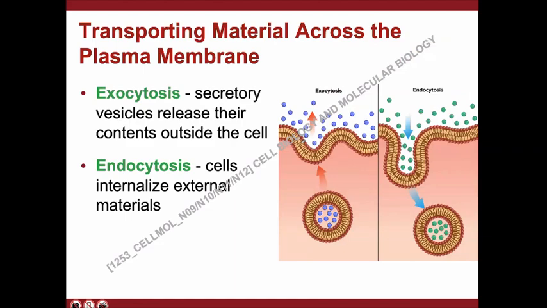Ultimately, materials in your vesicles are destined for secretion, eventually leaving the cell. There are two methods unique to eukaryotes for transporting materials across the plasma membrane. These are exocytosis and endocytosis. Exocytosis is the mechanism by which your secretory vesicles release their contents outside of the cell, while endocytosis internalizes external materials.